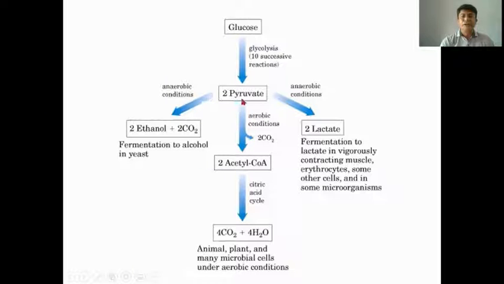So here the fate of pyruvate is shown. Under anaerobic condition, it can be converted to ethanol or lactic acid, whereas under aerobic condition, it can be converted to acetyl-CoA, which further can be oxidized to carbon dioxide under aerobic condition through TCA cycle.